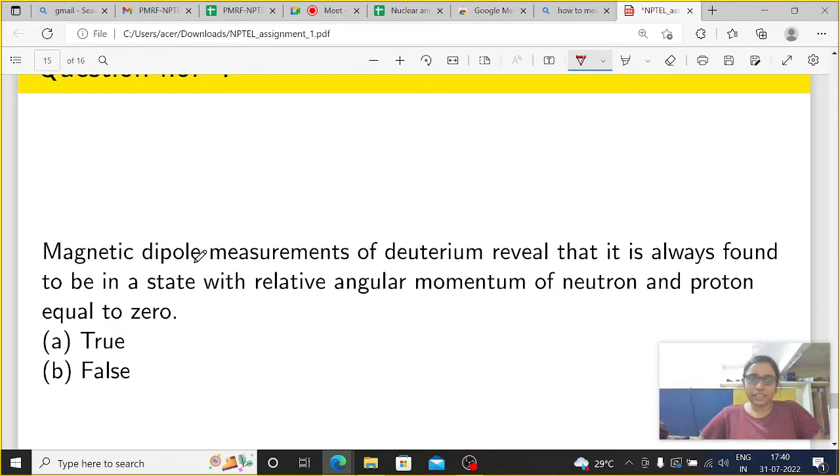So what does that question mean? The question means that the magnetic dipole moment of deuterium has the value equal to 0. Is it correct or is it not?